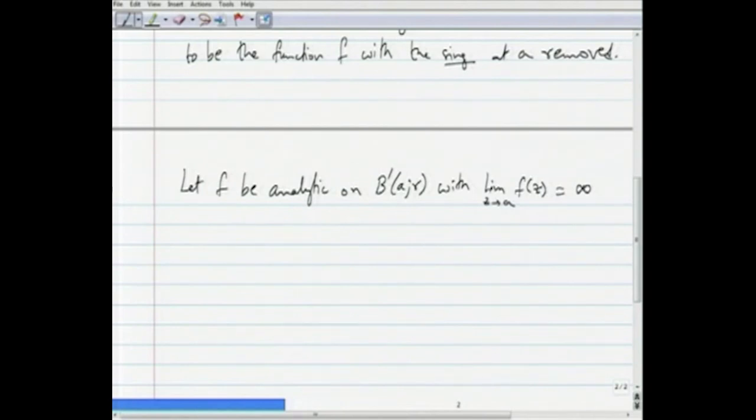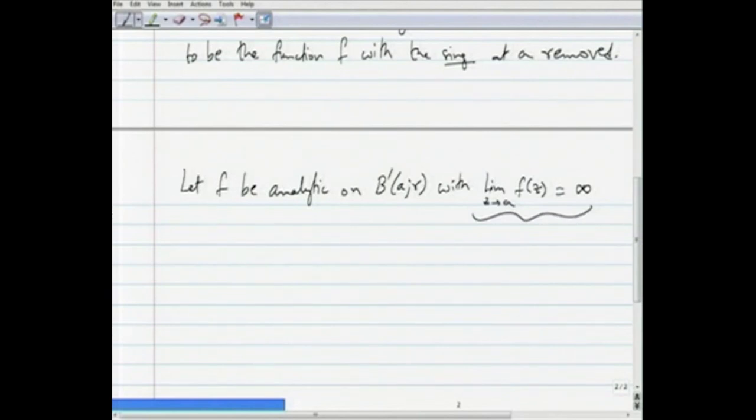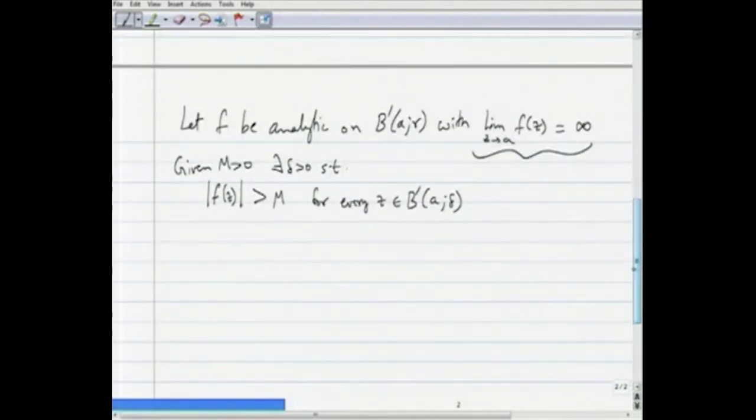Recall what that means. It means that the modulus of f is arbitrarily large in a small neighborhood, and it's large for every value of z in an arbitrarily small neighborhood. Recall limits tending to infinity. What that means is that, given M positive, there exists a delta positive such that modulus of f of z is strictly greater than M for every z belongs to B prime of a, delta. That is true for every M. So, given any M positive, we can do this. So, that is your limit of f tending to infinity.